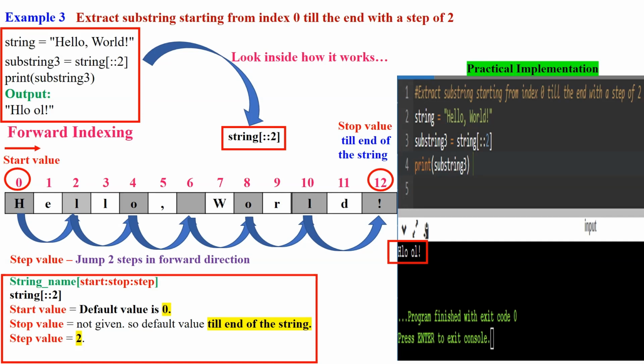In string[::2], the start value is the default value 0. The stop value is not given, so the default value is till the end of the string. Here, step value equals 2. As the step value is positive, we jump 2 steps forward each time, starting from 0 until the end of the string, which means every second character of the original string will be included in the resulting substring. Therefore, the output will be HLO OL!. You can check the output on the console.